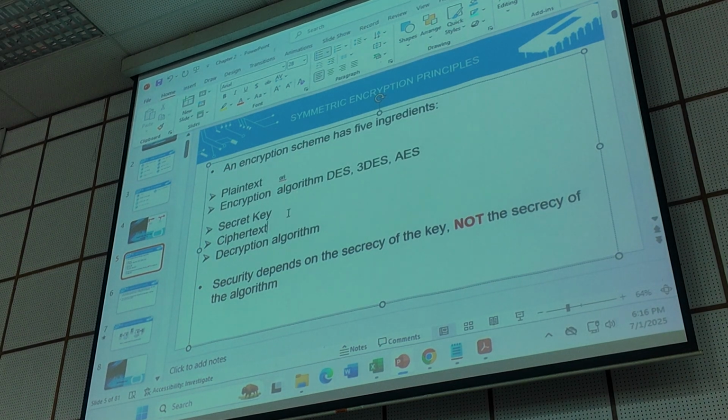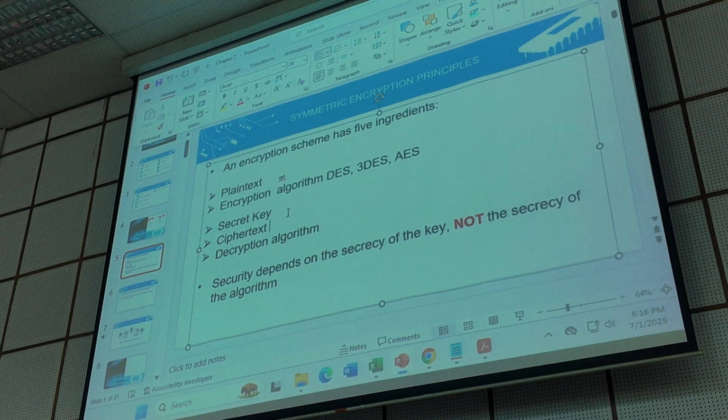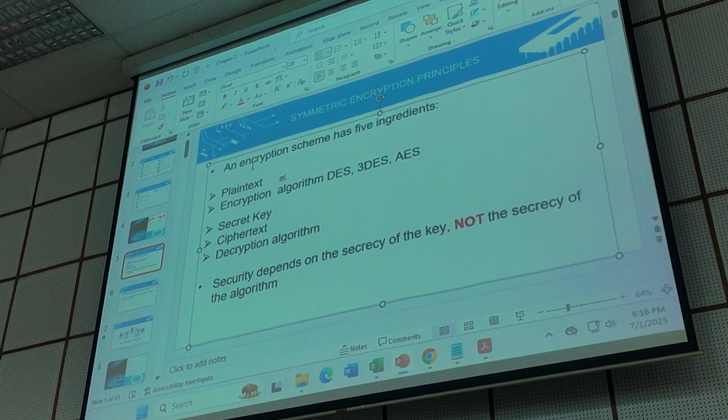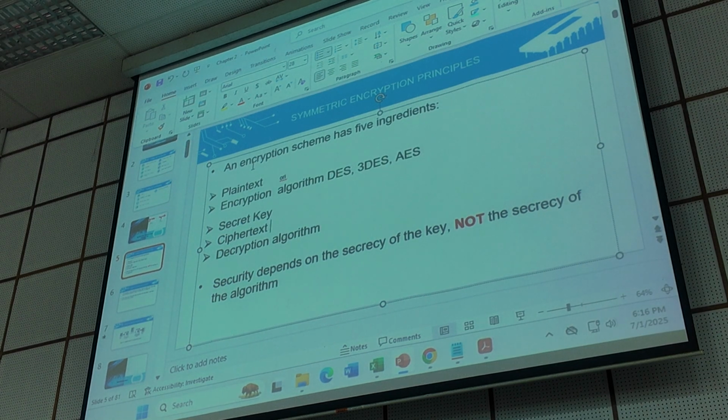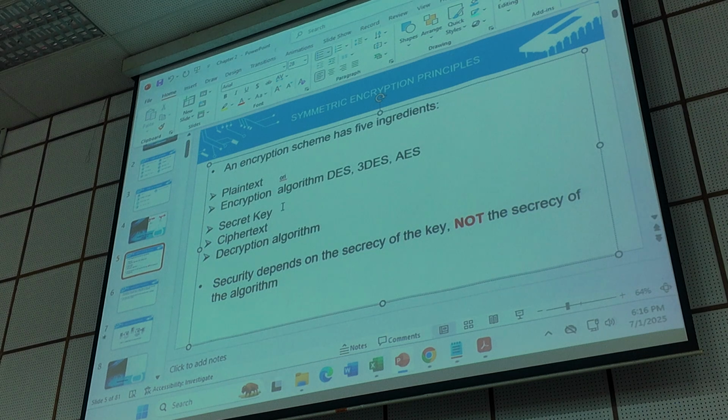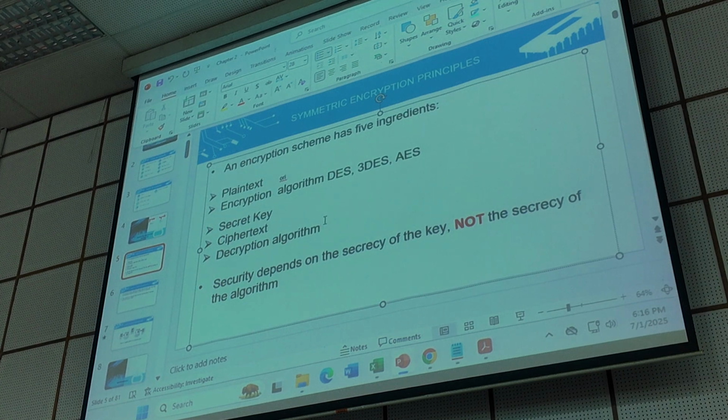Ciphertext. What is ciphertext? After you go through the plain text, you go through the encryption process and transform it to the ciphertext. Ciphertext is actually the data that is not understood by the reader. You already converted the data to other things. Okay? This is known as the ciphertext. Decryption algorithm: when the receiver receives it, you need to use the algorithm to decrypt it in order to read the data.